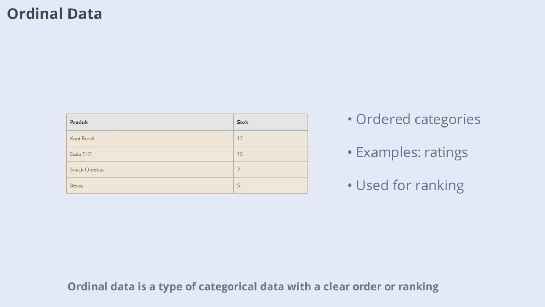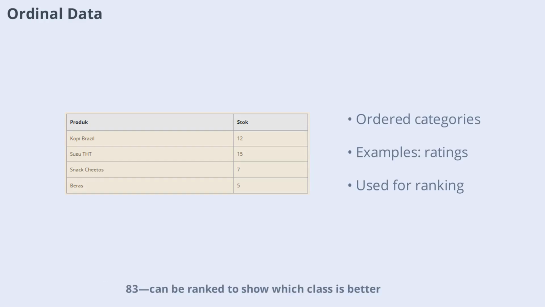Ordinal data is a type of categorical data with a clear order or ranking. For example, customer ratings for a class like 4.86 and 4.83 can be ranked to show which class is better. This ordering helps AI systems prioritize or sort information based on quality or preference. Ordinal data is widely used in surveys, ratings, and any scenario where ranking matters.